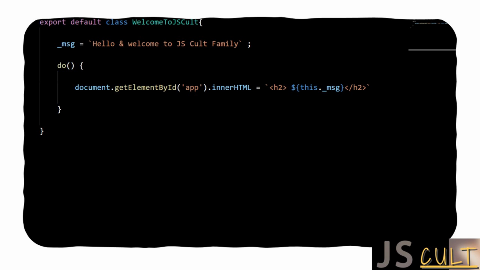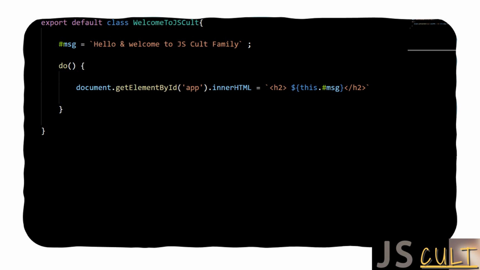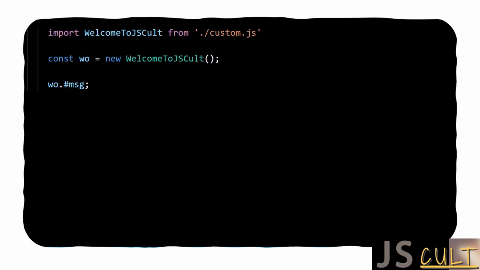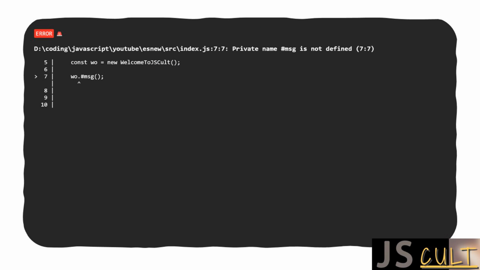This was a major issue in JavaScript, which is resolved now thanks to the private class properties. All we need to do is to prefix the property name with a hash symbol. That's it. Now it is no more a convention. If we try to access this private property from outside, the application will actually throw an error like this.